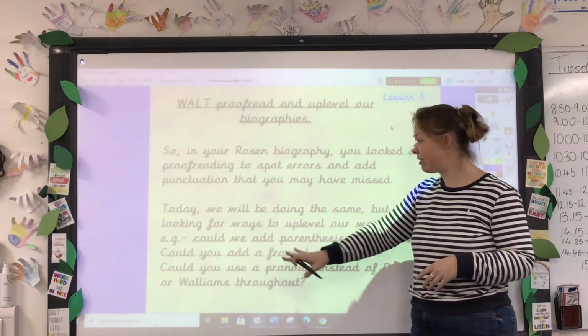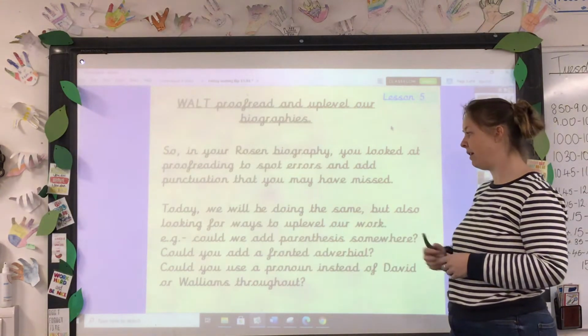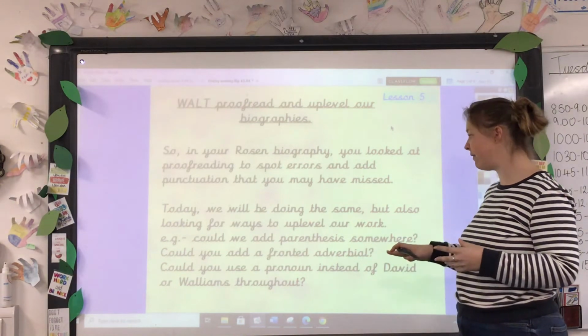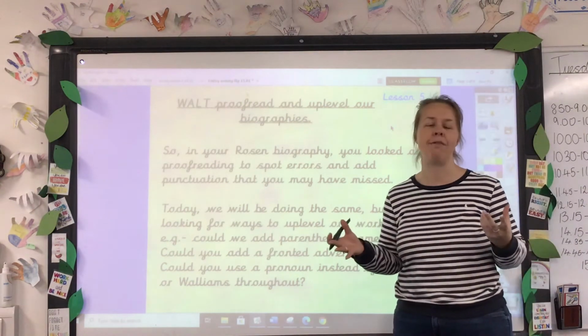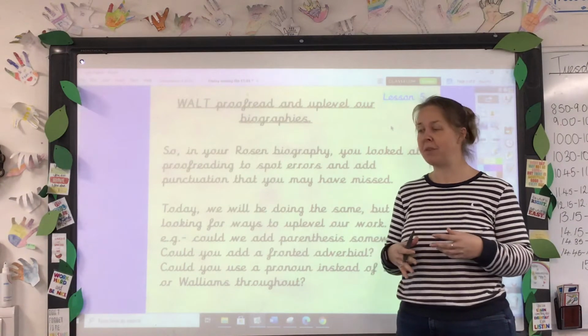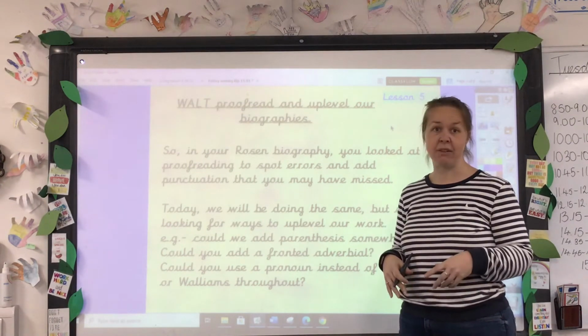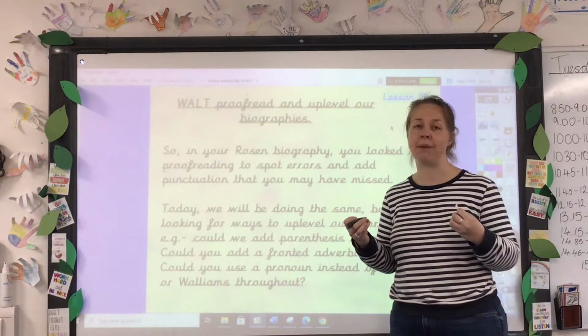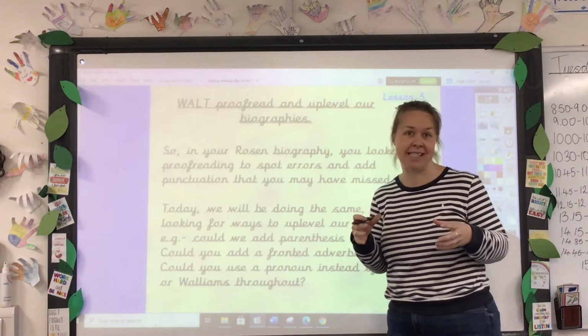So examples, could we add parentheses somewhere? Could you add a fronted adverbial? Could you use a pronoun instead of David or Williams throughout, or whoever it is? If it's Usain Bolt, could you use he instead of Usain or instead of Bolt? Because then it changes up our work a little bit. It makes it that bit less repetitive.